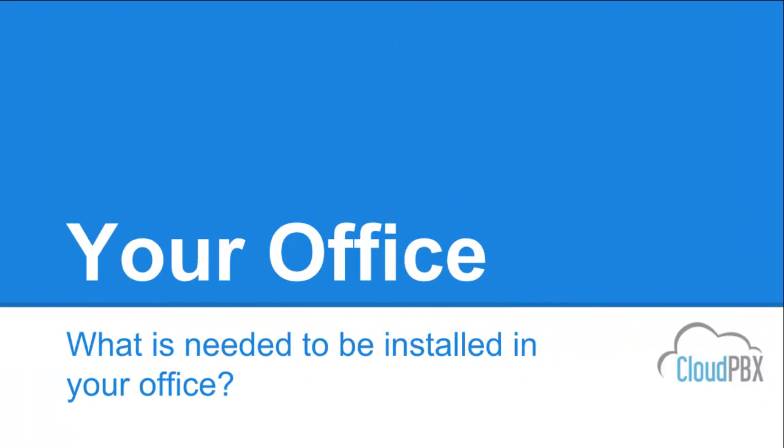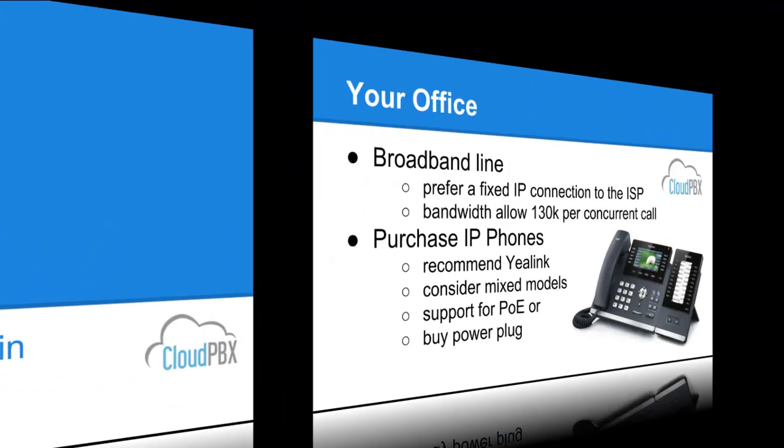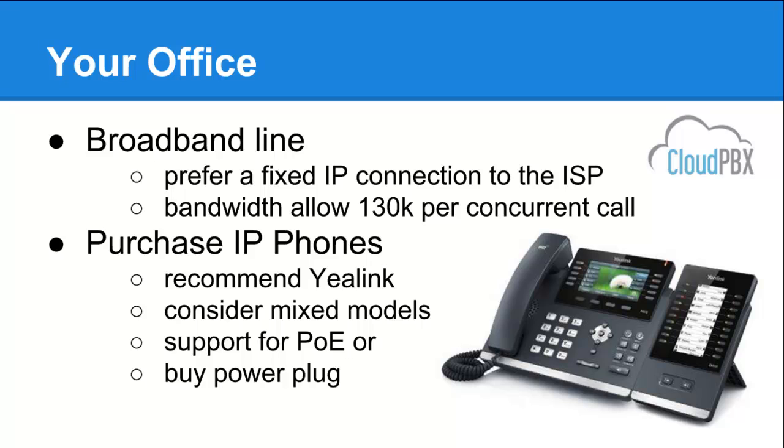In order to use our solution, what does your office need to have installed? Broadband line will be the main thing that is required. We prefer a fixed IP connection to your ISP, however, dynamic DNS or dynamic IP also works. Bandwidth, allow about 130K per concurrent channel or per concurrent call. So this means 4 or 5 people concurrently calling, you may need about half meg of your broadband line to be consumed by your voice traffic.